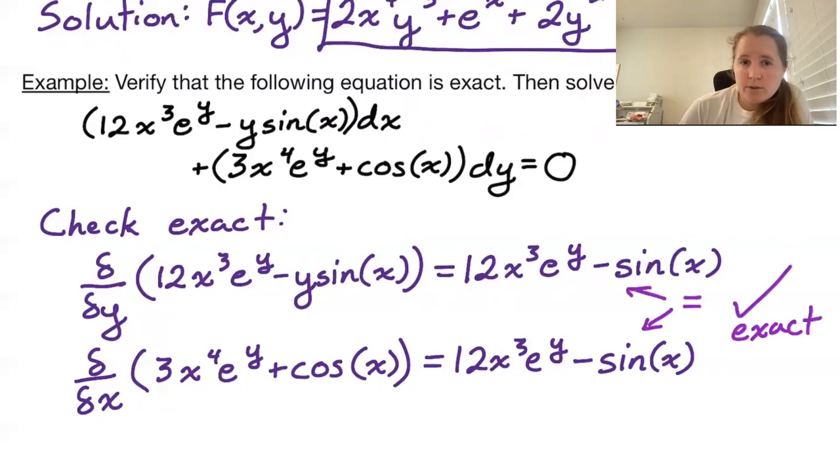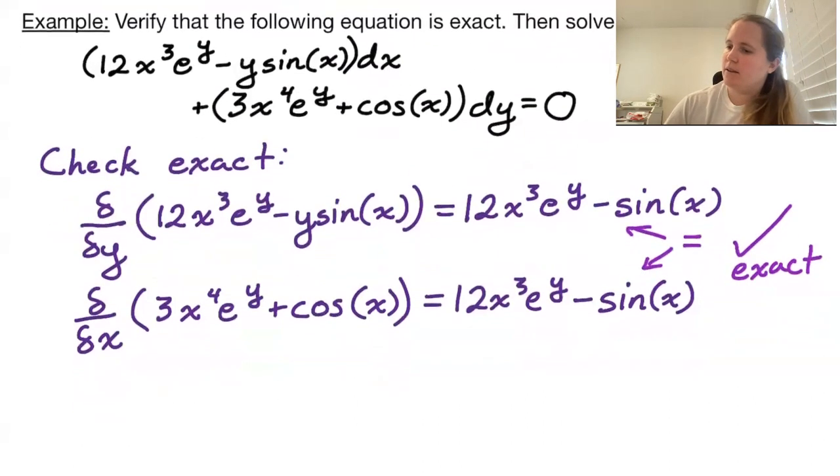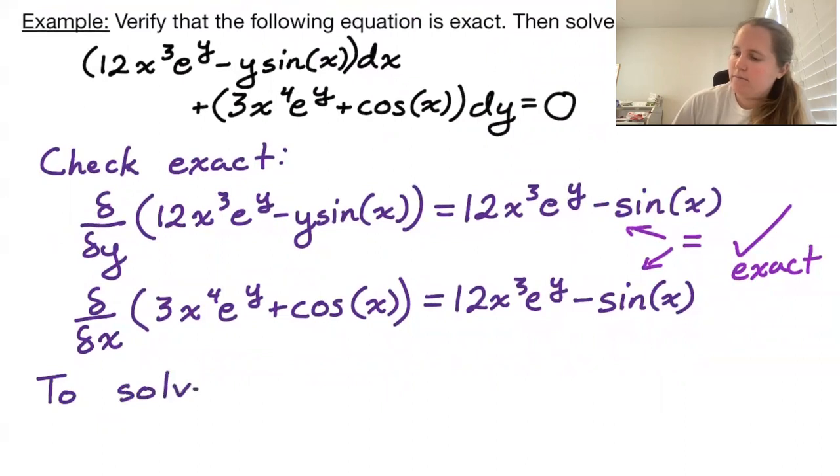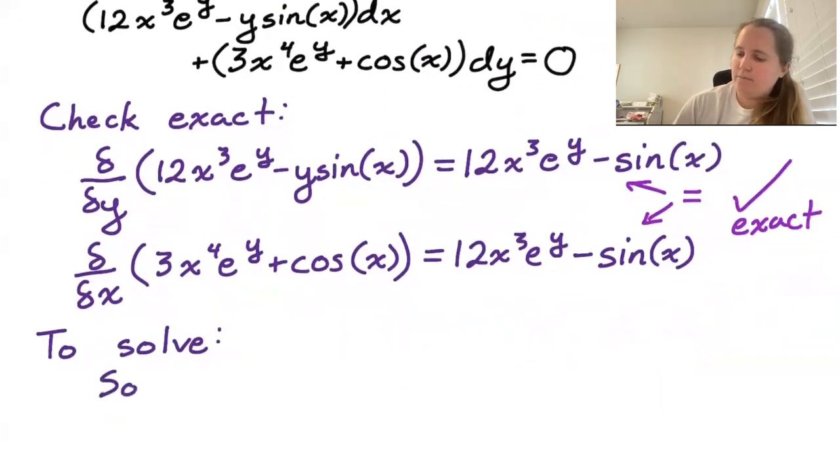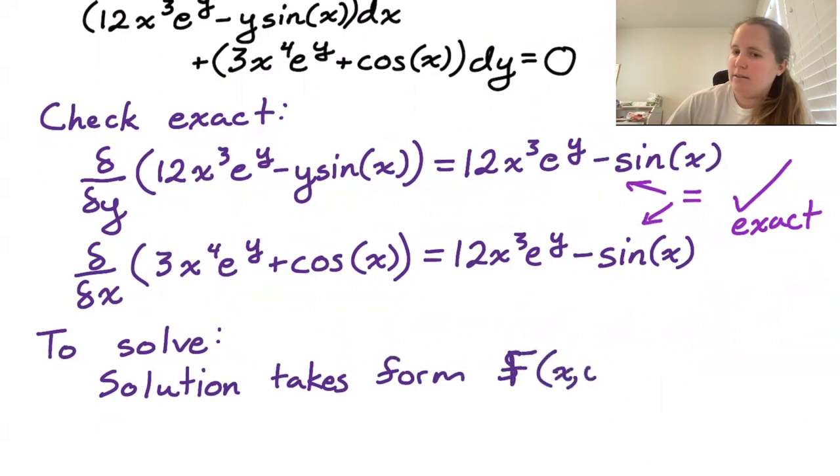From here, we pick one of those functions. You can pick whichever one you choose. Last time, we used M in integrating with respect to x. So why don't we go ahead and use N and integrate with respect to y this time? So to solve, the solution will take the form capital F of x, y. Let me rewrite that so it's not messy. All right, capital F of x, y is equal to c. And we're going to use the fact that the partial with respect to y should be our N.